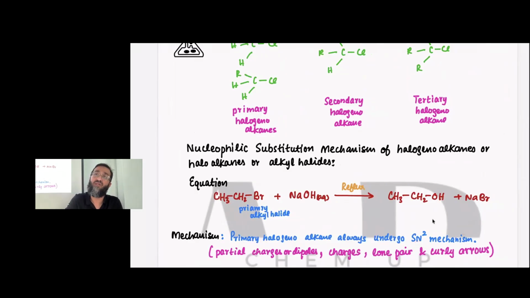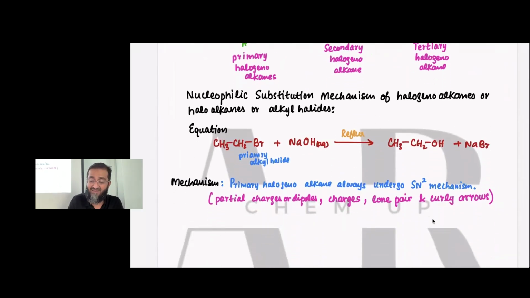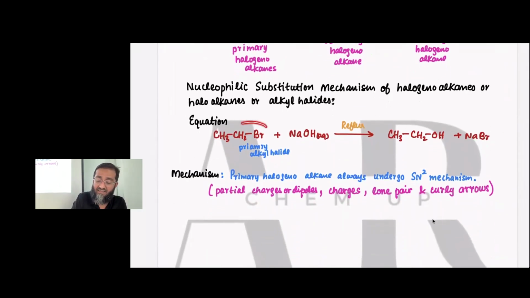What is the SN2 mechanism? Okay. So in these mechanisms, you need to make partial charges, you need to make dipoles, you need to put charges, you need to make lone pairs, and you need to make curly arrows. Okay, so the mechanism is easy. So see, this is a primary halogenoalkane. Why? Because the halogen is bonded to a carbon. That carbon has 2 hydrogens and 1 alkyl chain. So that is a primary halogenoalkane. It is the same as we classify the carbocations.